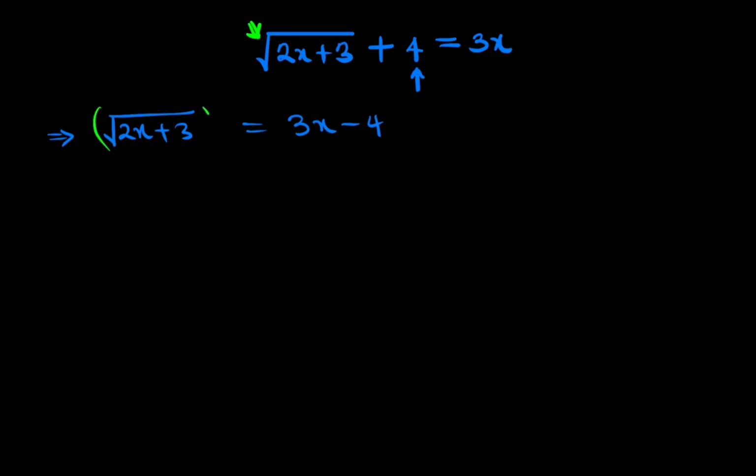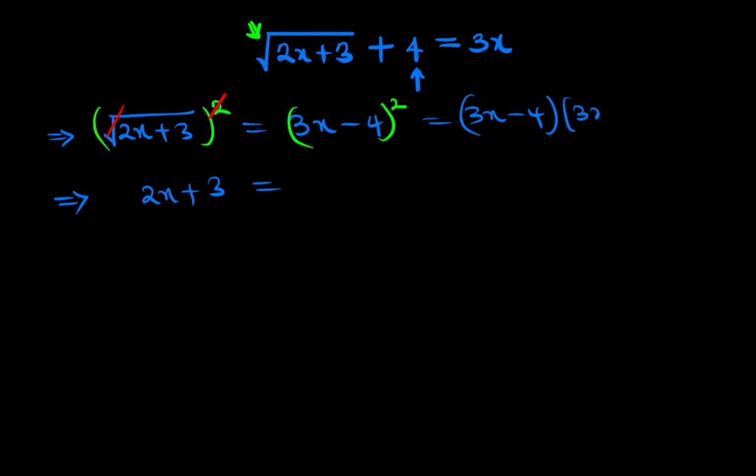Easily now we can square both sides. This square would take care of this square root here. So on the left hand side we simply have 2x plus 3, while on the right hand side this is the same thing as 3x minus 4 times 3x minus 4. We will carefully distribute each of these terms here, this times this, and then the same term times this. And we'll also do the same thing for negative 4 times this and negative 4 times this.